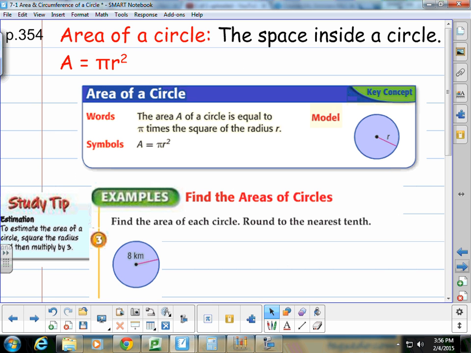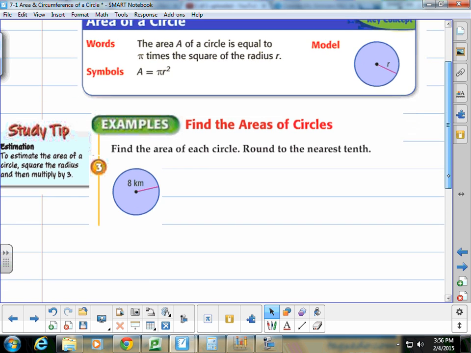Area of a circle. It's the space inside the circle, and it's pi r squared. You need to remember that squaring a number is multiplying a number times itself. Okay, so it's not the radius times 2. That would be the diameter. It's the radius times the radius. Okay, so squaring is not times 2. It is times itself. Look at that in your notes, and we'll give it a try here.